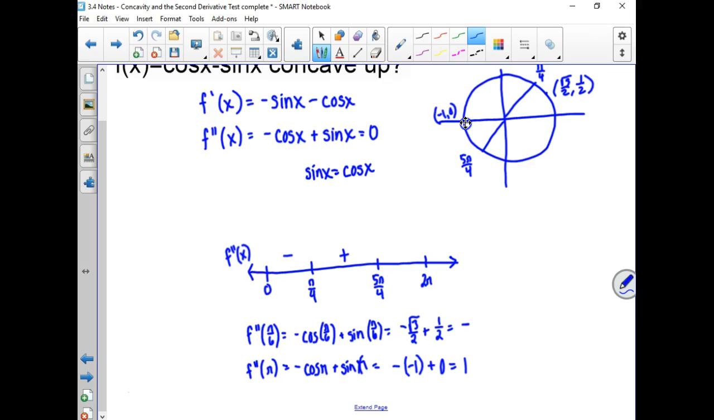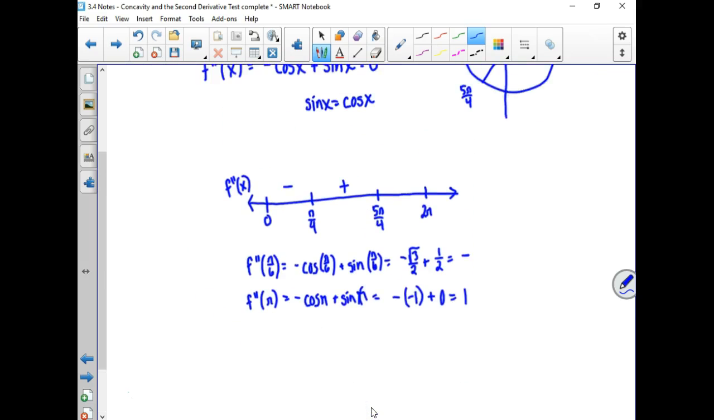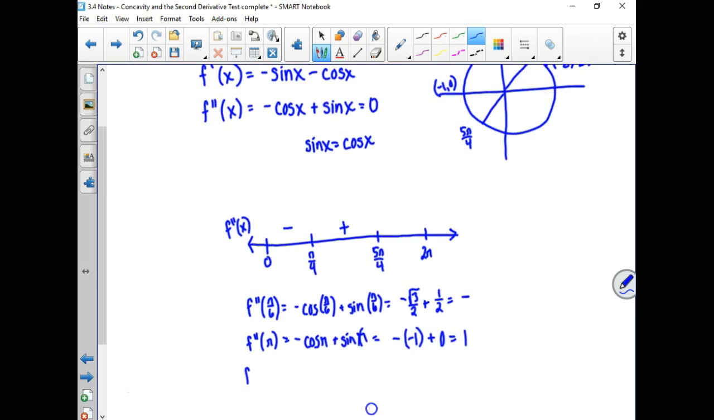More than likely, we're going to get a negative in this next section, but we still want to test just to be sure. The easiest thing to check there is 3 pi over 2. So f double prime of 3 pi over 2 is going to be negative cosine of 3 pi over 2 plus sine of 3 pi over 2. And the coordinates here are 0, negative 1. So cosine is 0. Sine of 3 pi over 2 is negative 1. So we get plus negative 1, which is going to give us a negative there.